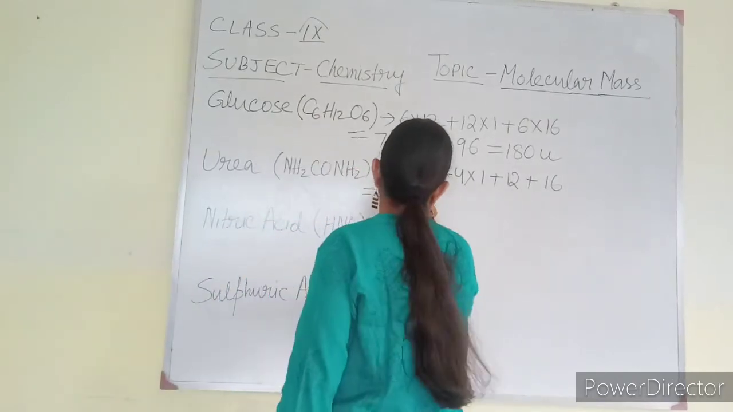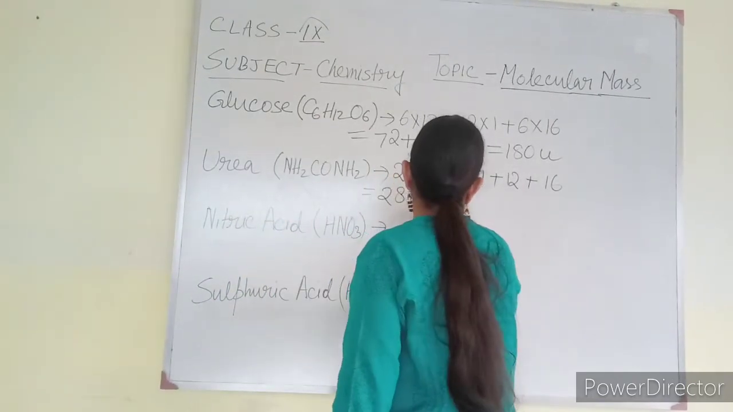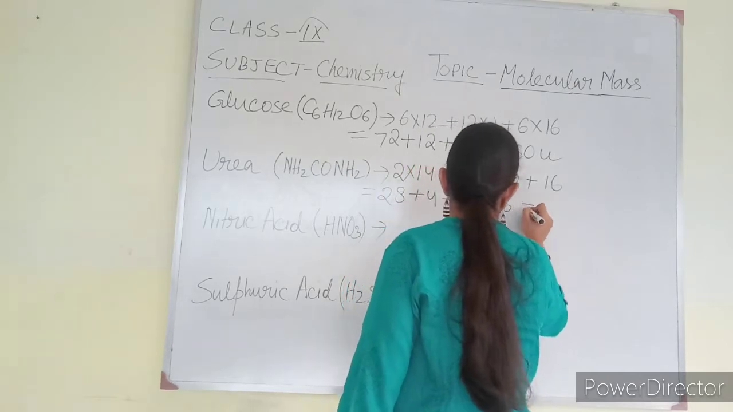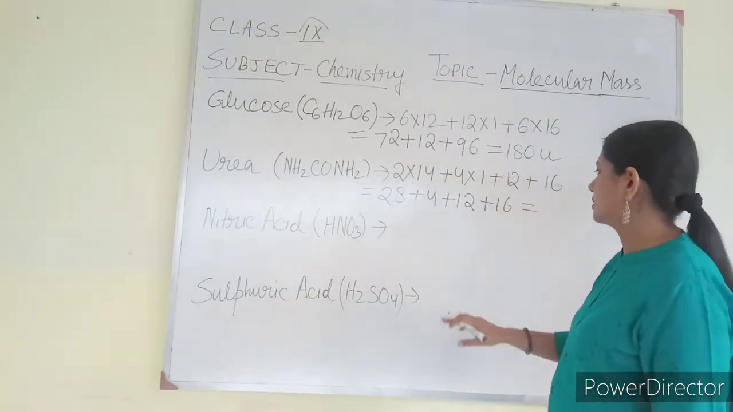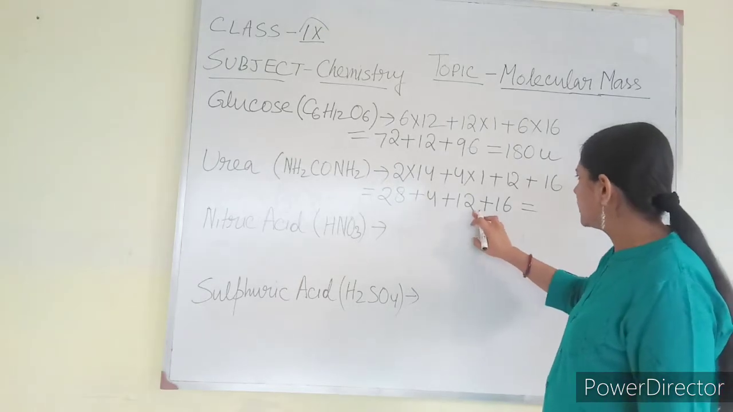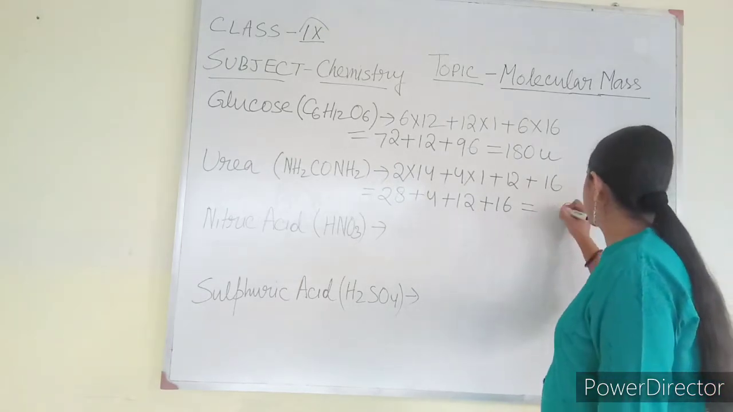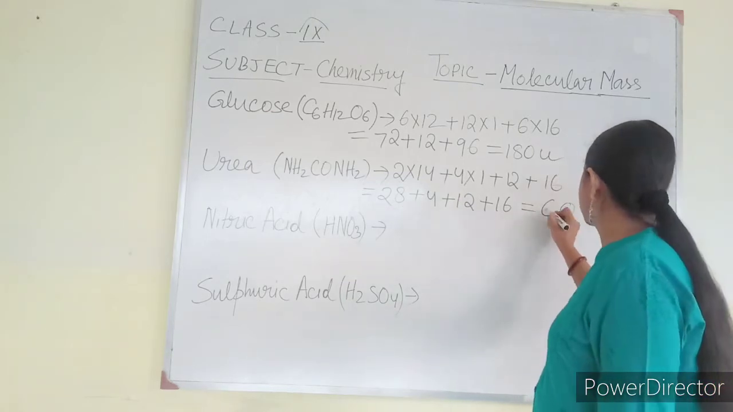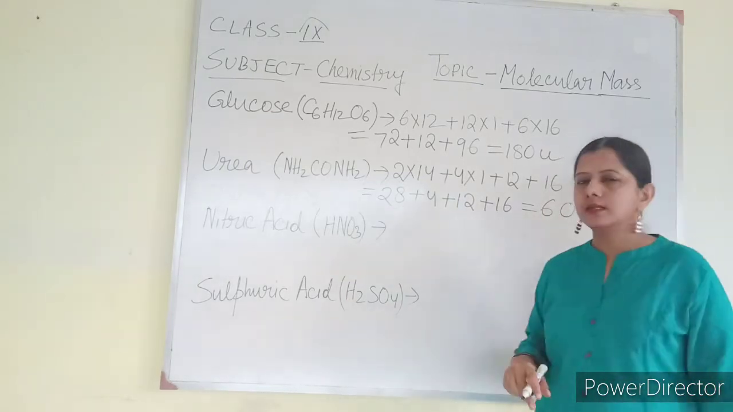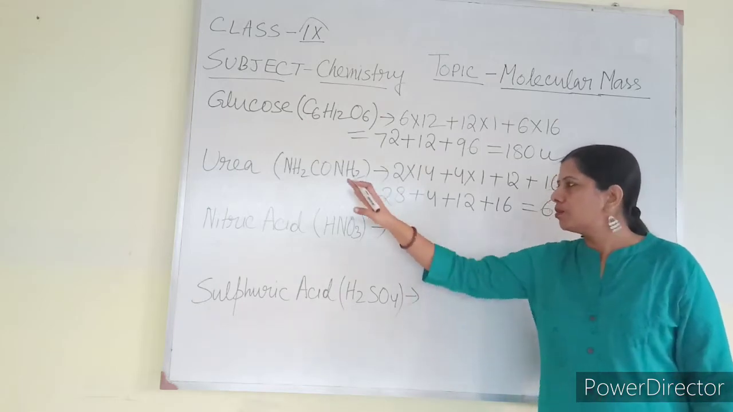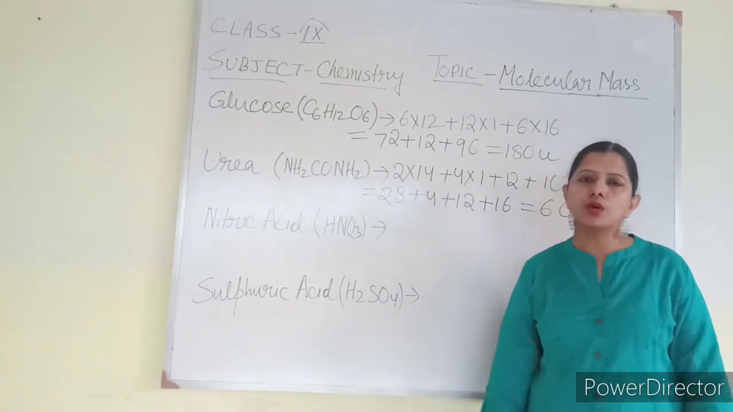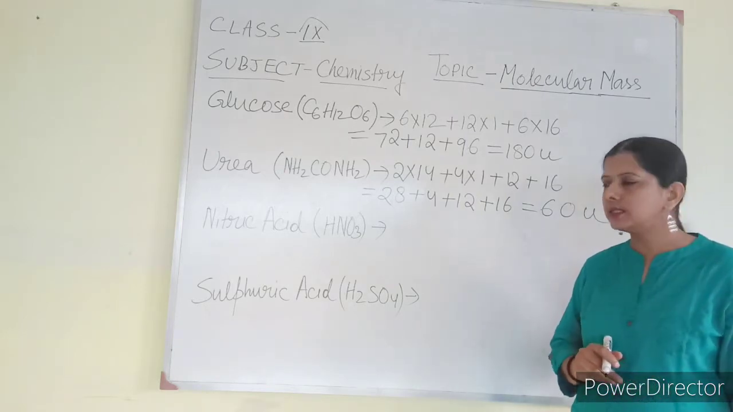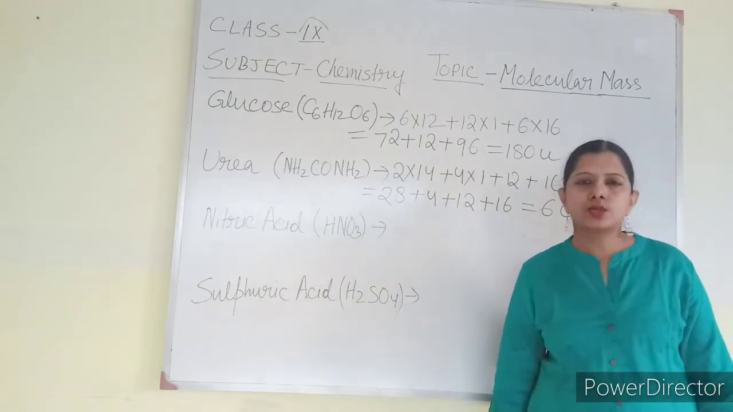28 plus 4 plus 12 plus 16. What is the answer? 10 plus 10, 20, 2 to carry, 6, 60. This is the answer. So mass of one molecule of urea is 60 unit. You got it? Now come to nitric acid.